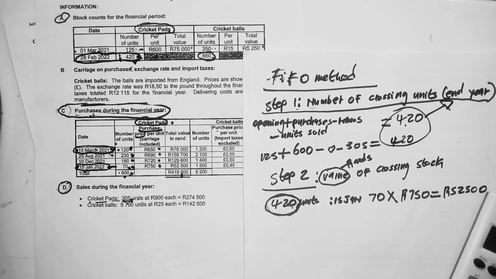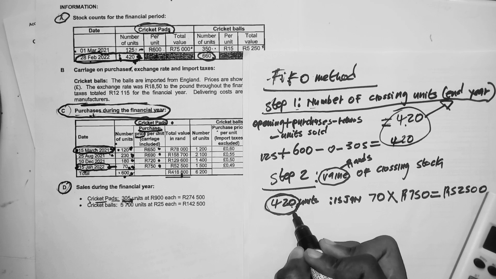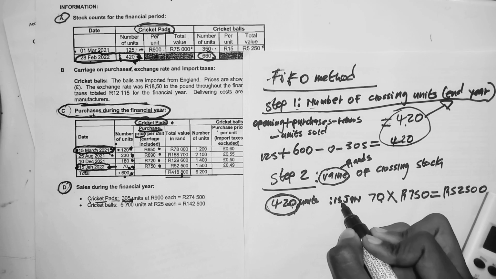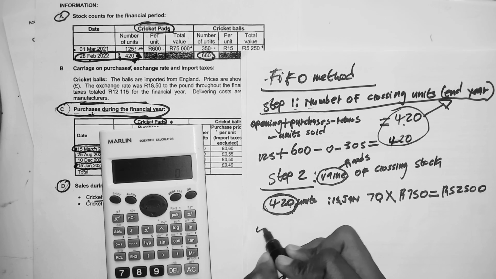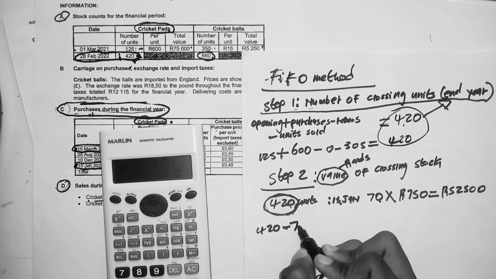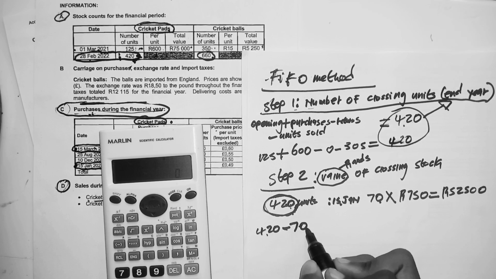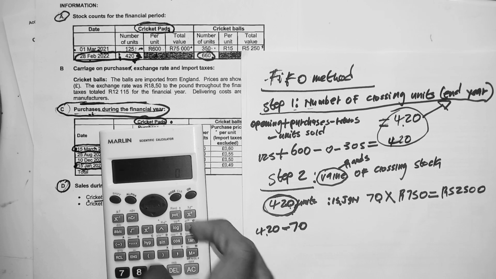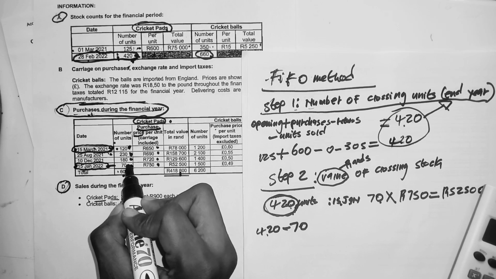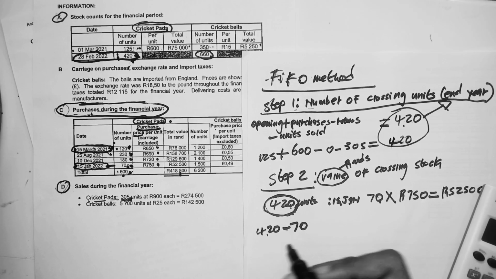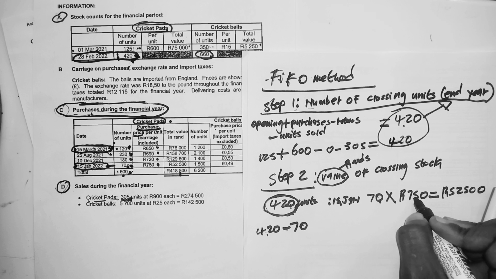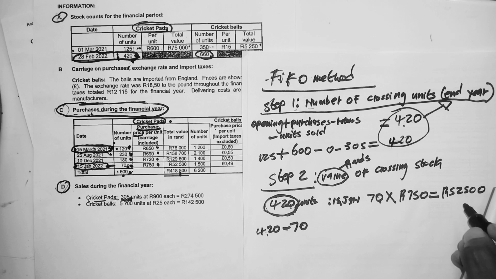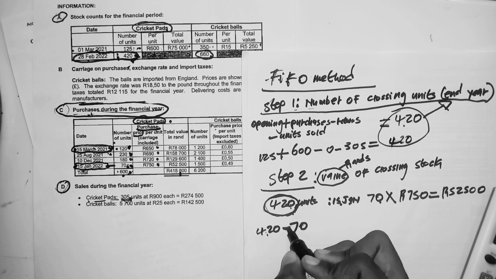Let's now work out the ones that we did not sell. These 420 units, we know 70 of them belong to January. So we have to reduce our figure now. We know out of this 420, 70 belongs to January, and this is the 70 here. It belongs to January, which is the last purchases. And we know the price for that 70 at January, which is 750, and it gives us a total value of 52,500. So you are going to say 420 minus the 70.